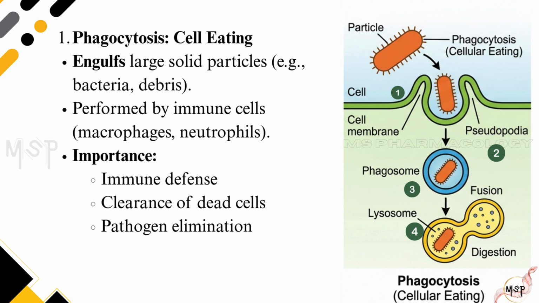Steps in phagocytosis. 1. Recognition of the particle. 2. Extension of pseudopodia around the particle. 3. Formation of a phagosome. And 4. Fusion with lysosomes to digest the particle. Phagocytosis is essential for immune defense, removal of dead cells, and elimination of pathogens.